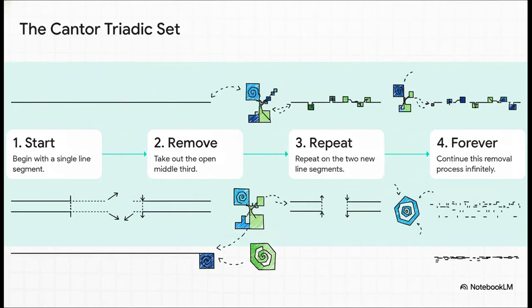All right, here's how it works. You start with just a solid line, step 1. Step 2, you chop out the middle third. Gone. Now you're left with 2 smaller lines on either side, right? And you just do it again. Take the middle third out of those 2 lines, and then you do it again to the 4 lines you have left. And again, forever.